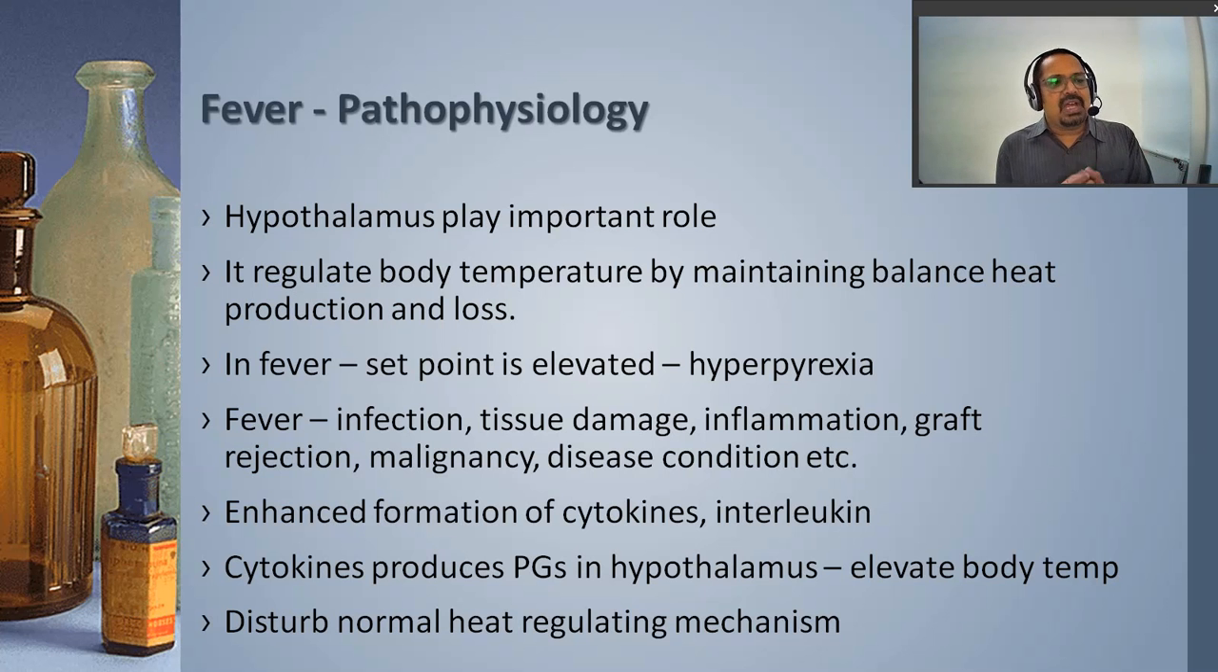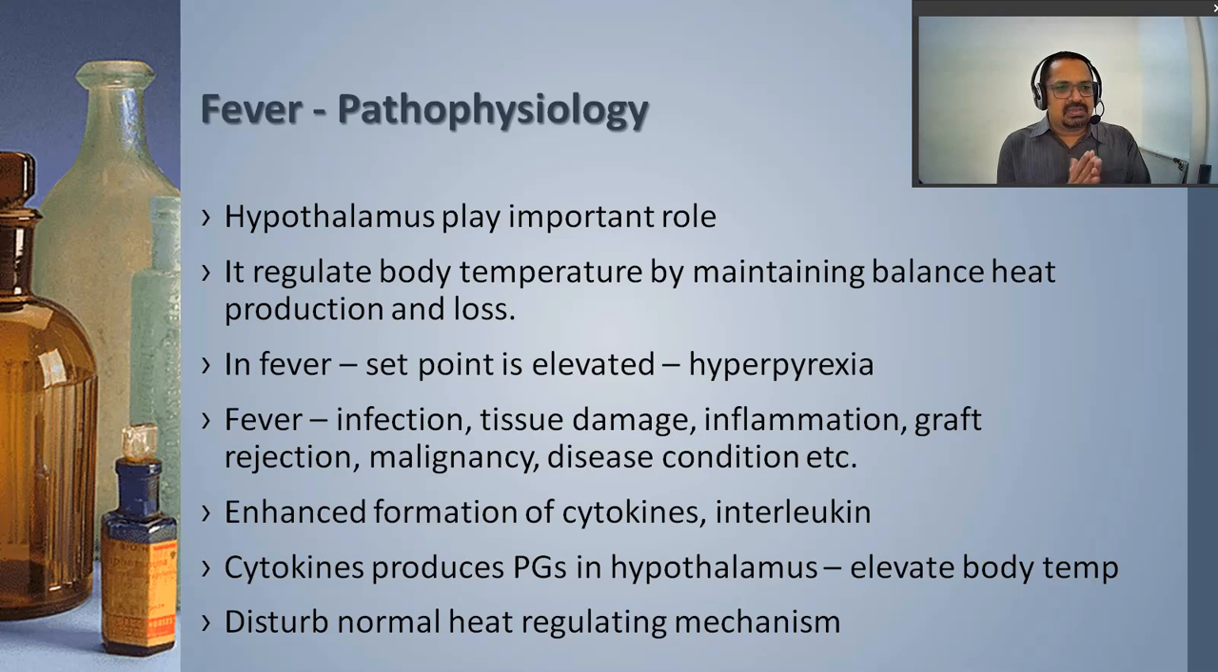There are various reasons behind it, and the most common among these are tissue damage or infection or inflammation, inflammatory conditions, or if there is a graft or some article fitted inside our body that is being rejected. There can be a cancer, malignancy, or some disease conditions which lead to fever. So in a fever condition, there are enhanced cytokinin and interleukin levels in our body. This cytokinin production produces prostaglandin in the hypothalamus and the hypothalamic set point is elevated.